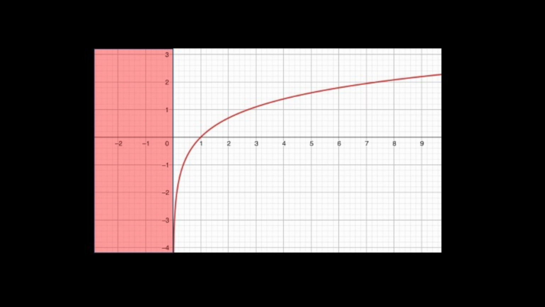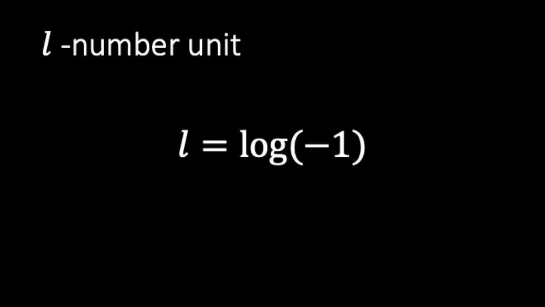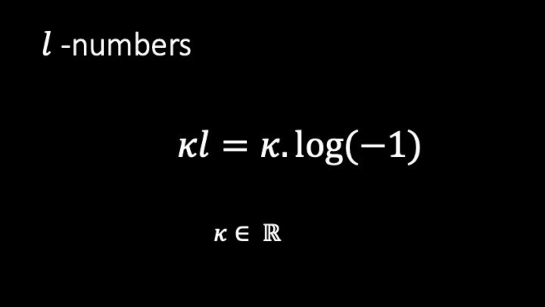But what if we introduced the L number unit, the number L equal to the logarithm of -1? At that moment, a whole new set of numbers arises, the set of L numbers of the form kappa L, where kappa is a real number. Then it becomes possible to work with logarithms of negative numbers as well. The detailed development of this theory is beyond the scope of this research. I only want to briefly outline 2 points.